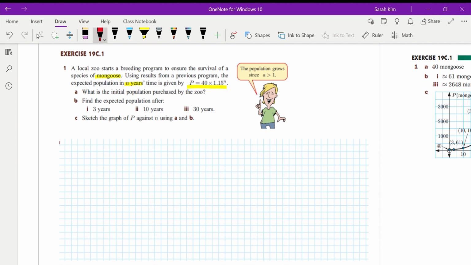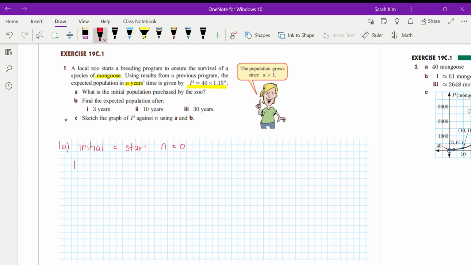So 1A, in order to do that, now initial means at the start. That means my time hasn't started. So my time becomes 0. So in this case, my time is n equals 0. So all I have to do is substitute that value into the function.